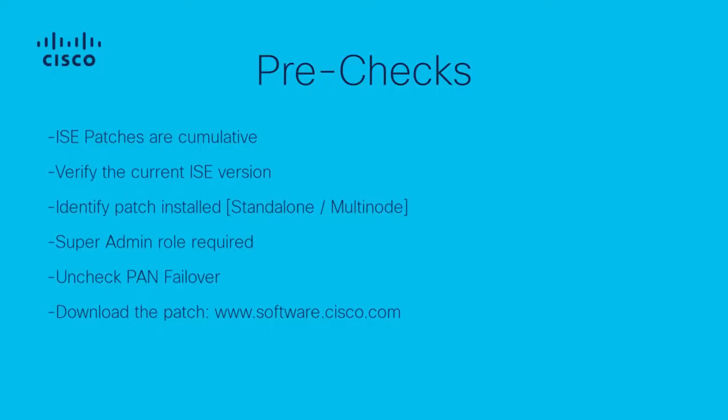Keep in mind that Cisco ISE software patches are cumulative, meaning that each new patch includes all fixes from previous patches. For example, if you are on patch 1, patch 4 is now available. Patch 4 will include fixes from patches 2 and 3.